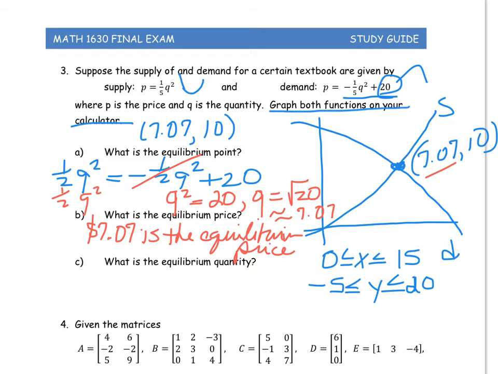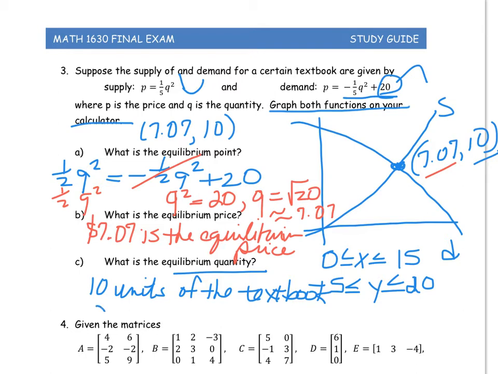The equilibrium quantity, on the other hand, would be the 10. So people are willing to supply, and there is a demand for 10 books. We'll call that 10 units of the textbook. Is where supply equals demand, and that's at the price of $7.07.